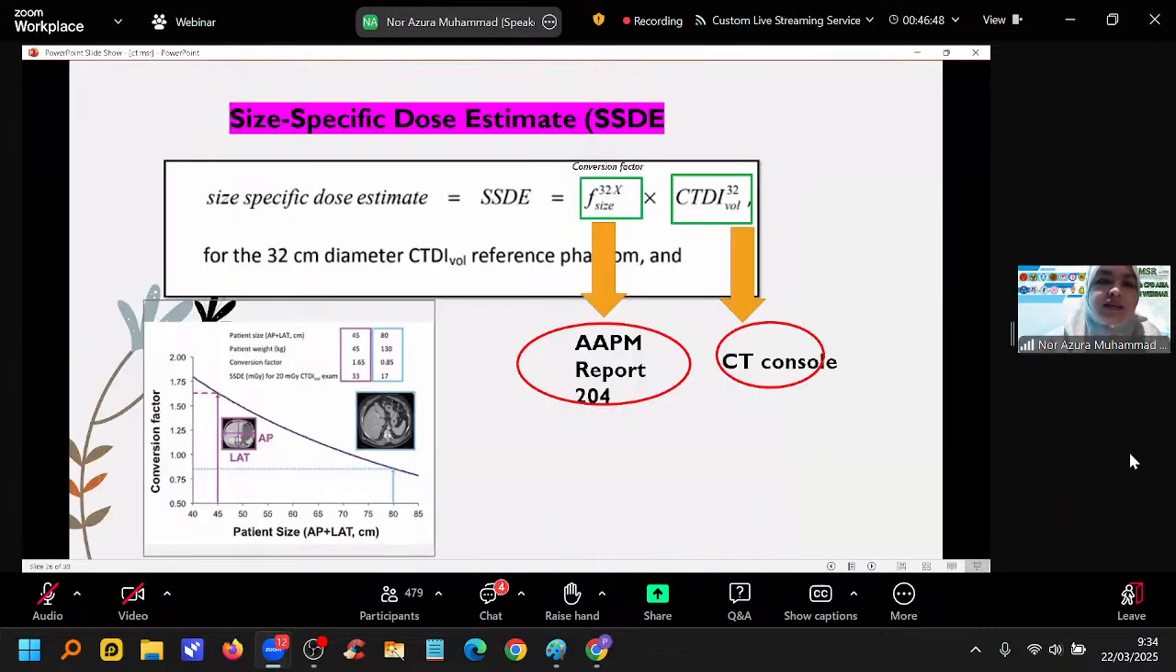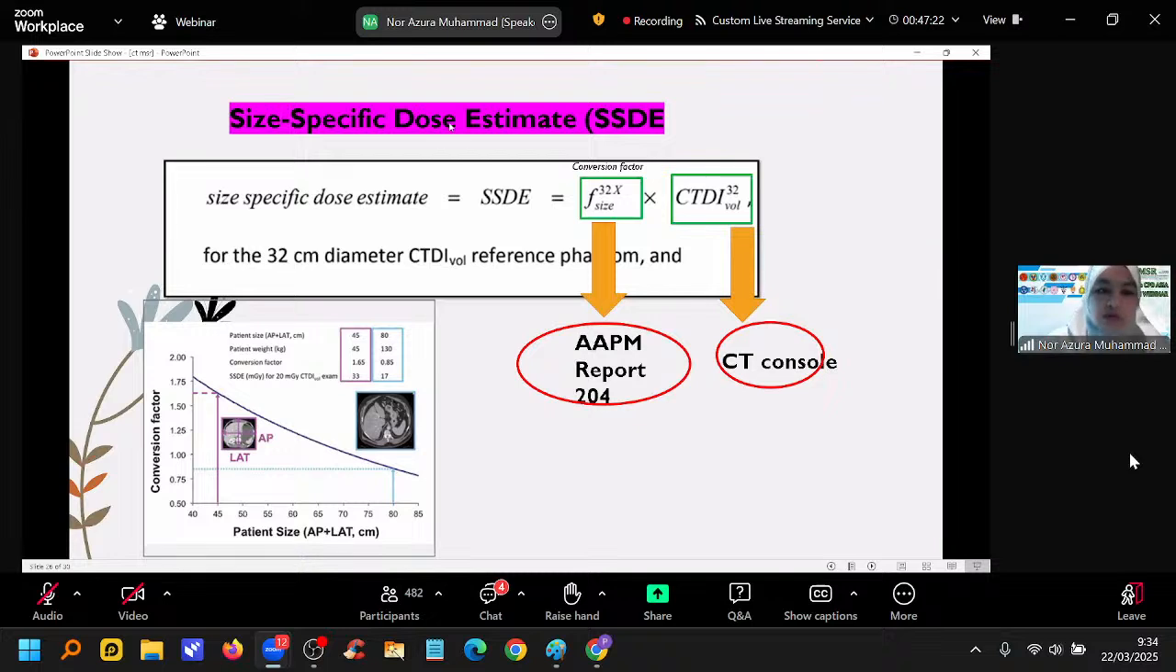Okay, the next is SSDE, size-specific dose estimate. SSDE is a method used to provide a more accurate estimation of the radiation dose a patient receives during a CT scan by adjusting the standard dose based on the patient body size. How do we calculate it? We take the conversion factor from the AAPM report and multiply it with the CTDI volume that we can get from the CT console.